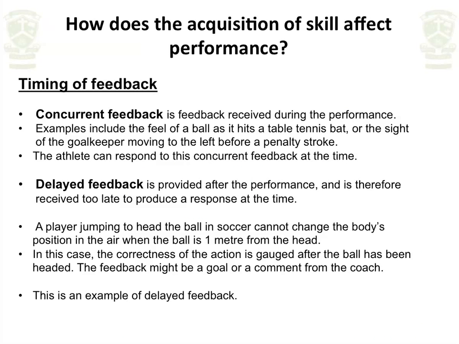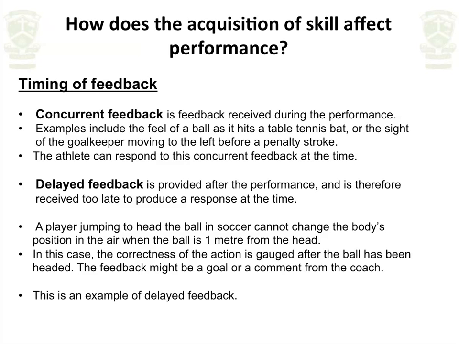We also have concurrent and delayed feedback. Concurrent feedback is feedback that is received during the performance. So it's automatic. It happens as it occurs, that's the feedback. Examples include the feel of a ball as it hits a table tennis bat, or the side of the goalkeeper moving to the left before a penalty stroke. So it's concurrent, it's as it's happening.